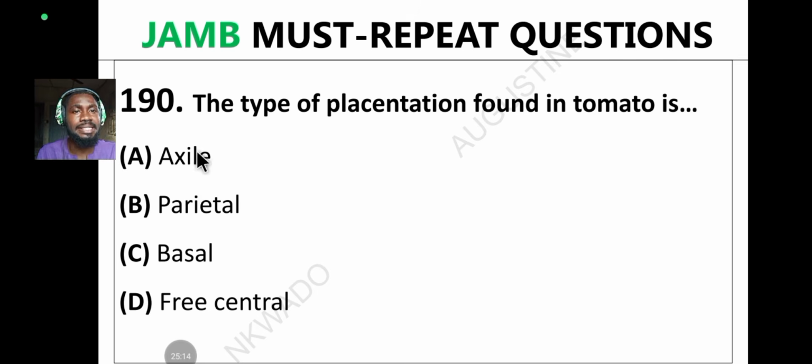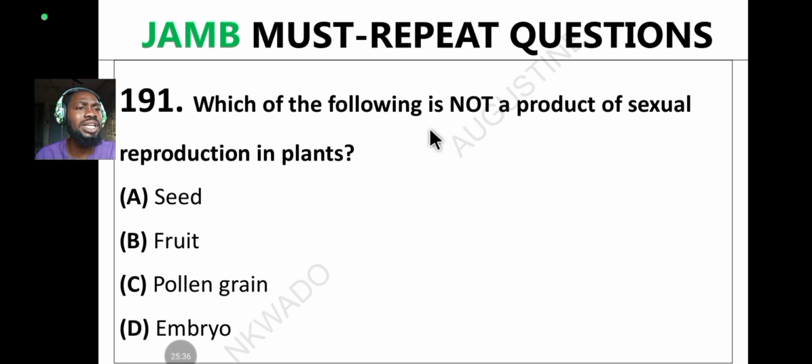Question 190. The type of placenta found in tomato is what? I taught you this presentation with examples. A. Axile. B. Parietal. C. Basal. D. Free central. What's the answer? Give me the answer in the comment section. Question 191. Which of the following is not a product of sexual reproduction in plants? A. Seed. B. Fruits. C. Pollen grain. D. Embryo. What's the answer? Give me that answer in the comment section. You were taught that, so no excuses.